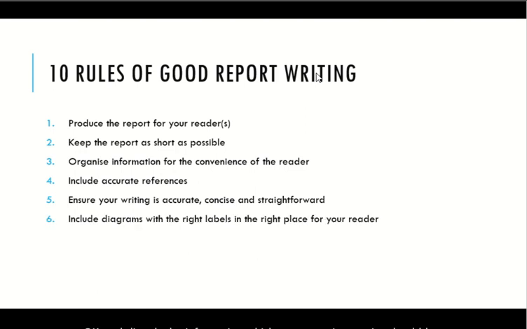The information which you are trying to give should be visible to the reader as soon as he reads the sentence. Include diagrams with the right labels in the right place for your reader. I already talked about the clarity of the diagram and the labeling. Every diagram should have a title or a caption, and that title or caption should tell the reader what this diagram is about. And it should be at the right place.